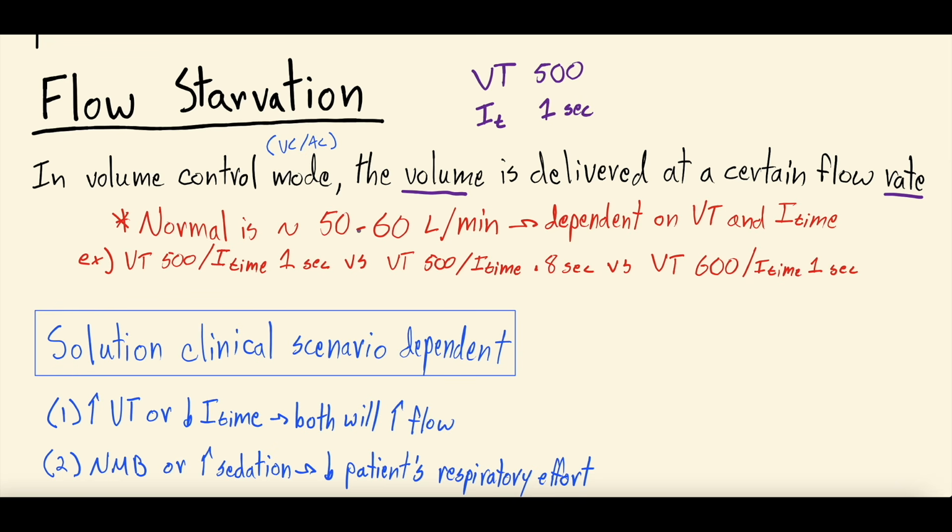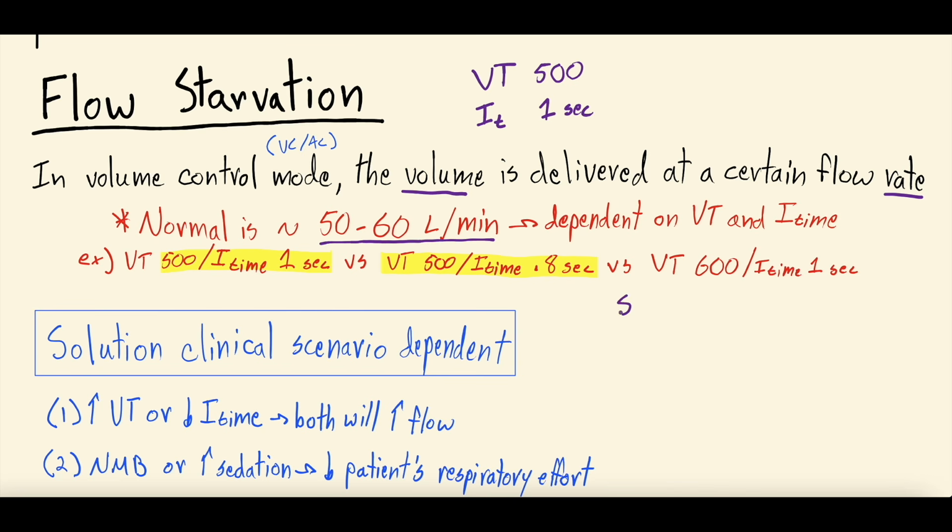All right, normal is about 50 to 60 liters per minute of flow. And again, it's dependent on the tidal volume and the inspiratory time, the I time. And you can picture how this might change, right? So the example we used above is their tidal volume is 500 cc's, and the inspiratory time they get that tidal volume is 1 second. Now picture if we change that to 0.8 seconds. Would they get more or less flow? Think about that for a second.